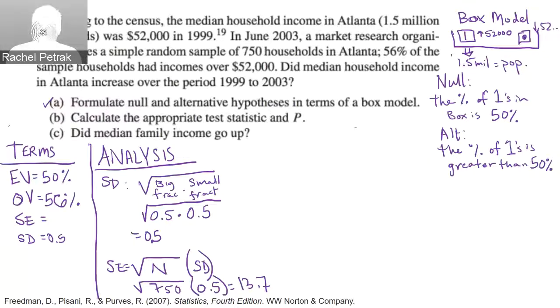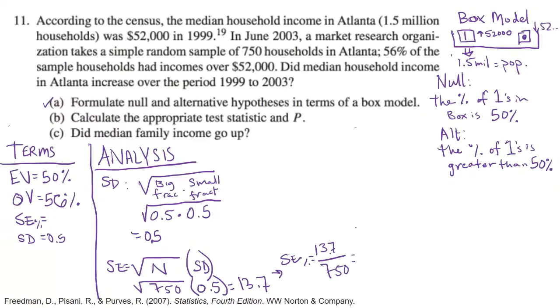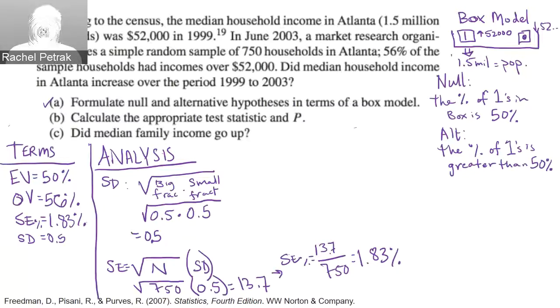And so we need to get, in this case, a standard error for the percentage of ones in the sample because we're using percentages here. Remember, to turn our standard error into a percent, we just take the observed number and divide it by the n, 750. So the standard error for the percentage is 1.83%. Why get the standard error percent? Well, because we're using percentages.